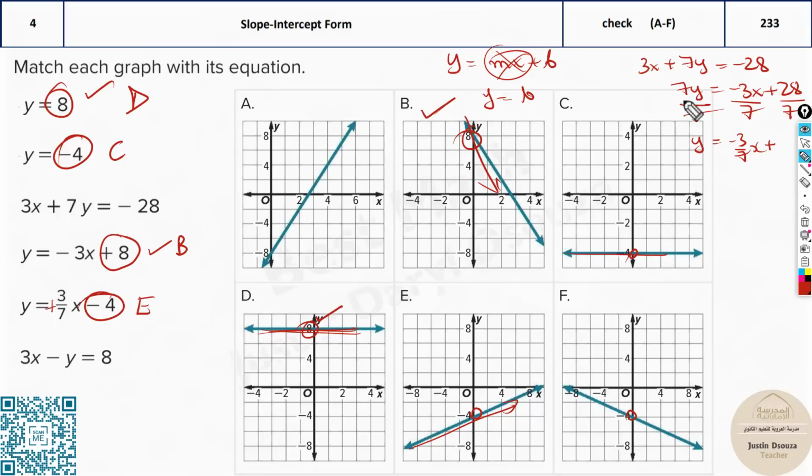Both on the left side of equal to and right side of equal to, you must divide by 7. If you have plus or minus, that divides into separate terms. So that is what I did. It's negative 3 by 7x, and 28 divided by 7 is 4 over here. So now this is the equation. Now where is 4? This was done and this was done.